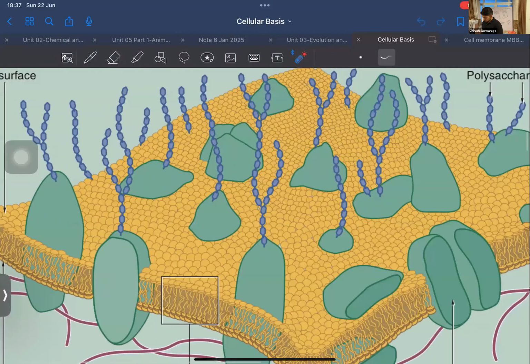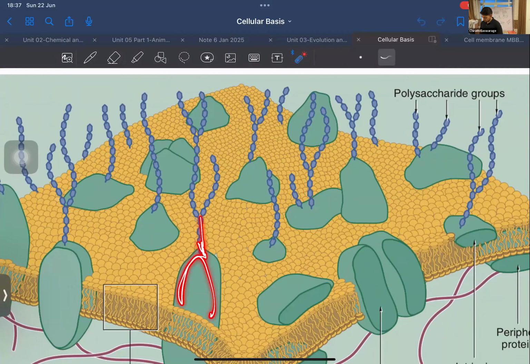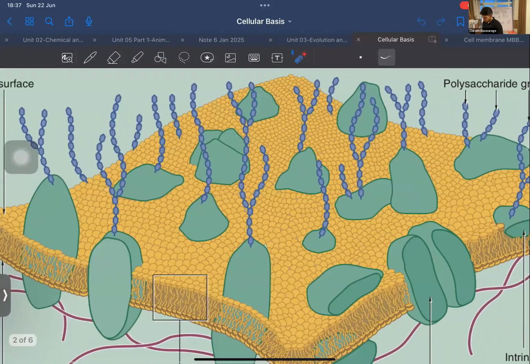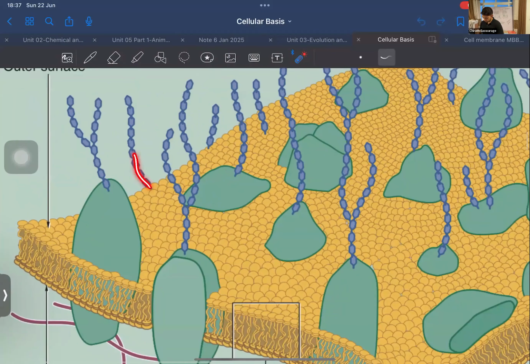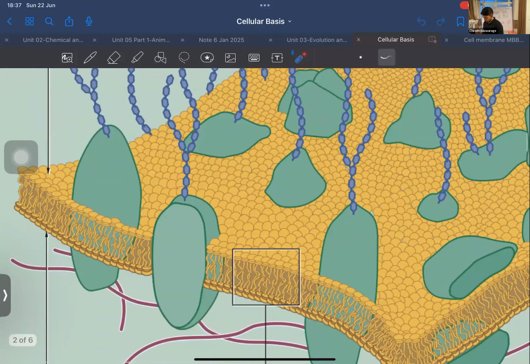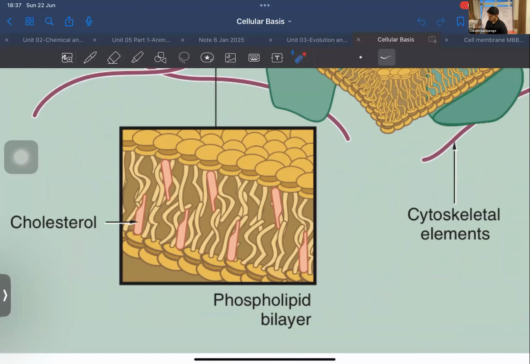Okay, so what is attached to this? This is a protein, so this is a glycoprotein. You can see some of these carbohydrates attached to lipids as well, phospholipids. So those are glycolipids. That is basically it. Can you see? In between your phospholipids, you can have cholesterols.